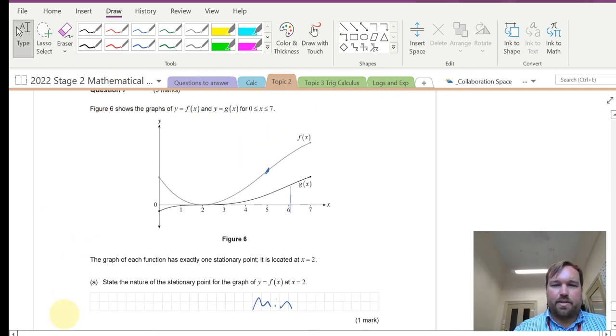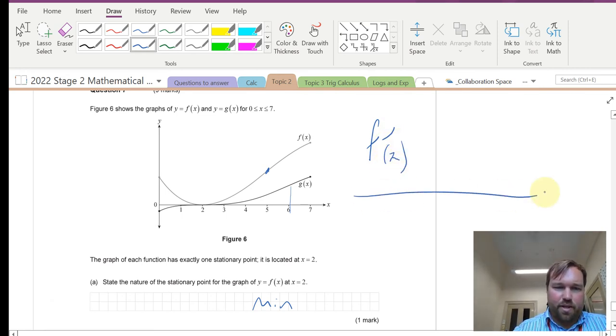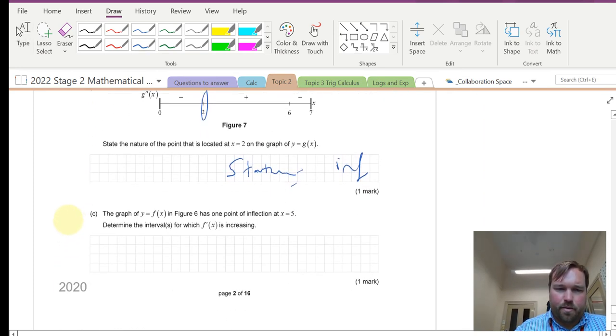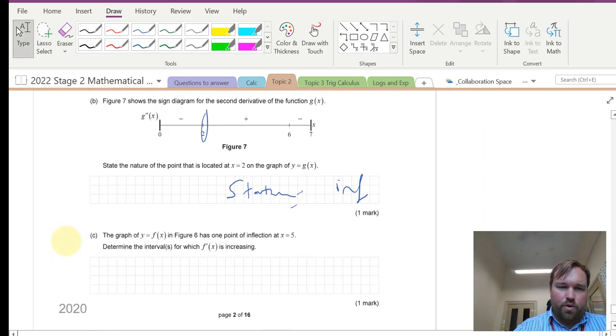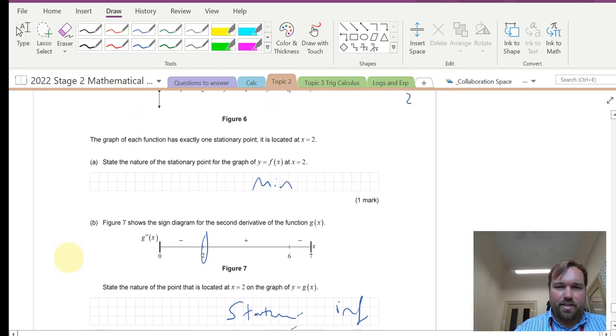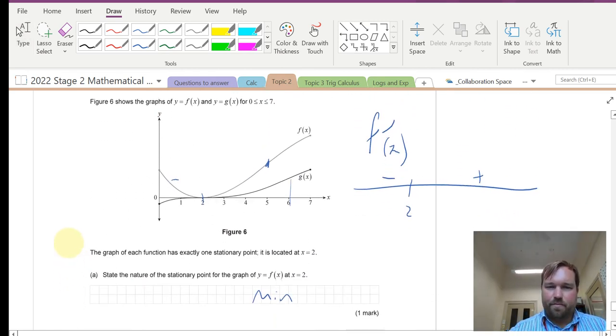Alright, so let's think about a sign diagram for f dash x. It's going to be negative here, 0 at 2, negative. It's then going to be positive the rest of the way. Determine the intervals where f dash x is increasing, when the slope is getting larger.